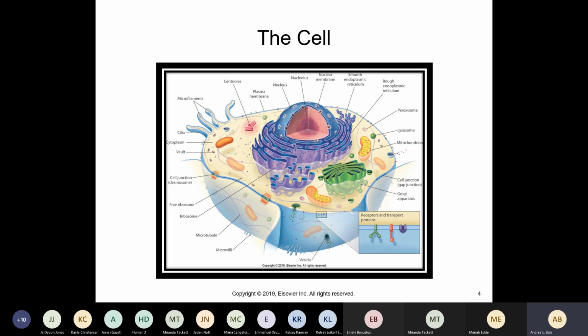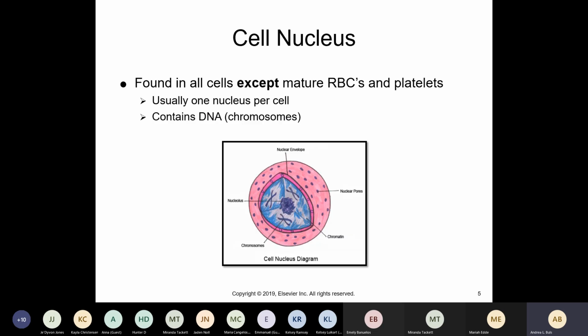Here is a little image of the cell, which you are probably very familiar with. You can see all of the little arrows pointing at the organelles that are housed within the cell in that intracellular fluid and material. We are going to talk about each one of those organelles. The cell nucleus is found in all cells except mature red blood cells and platelets. There's usually only one nucleus per cell, and in that nucleus is where all of our DNA or chromosomes are located, our genetic material.